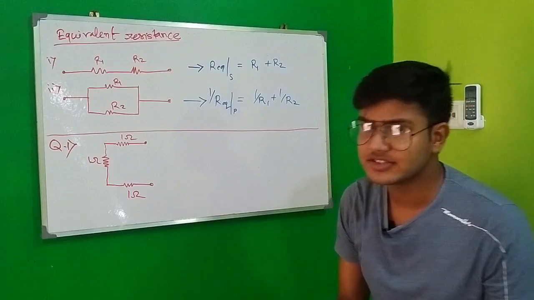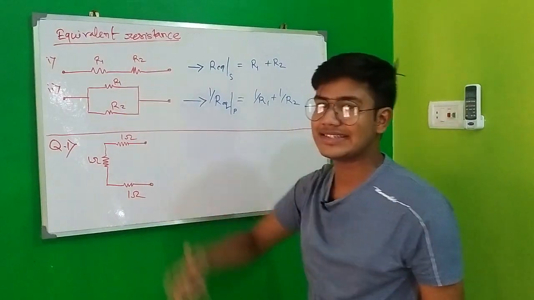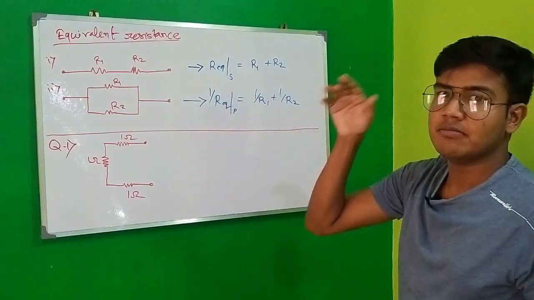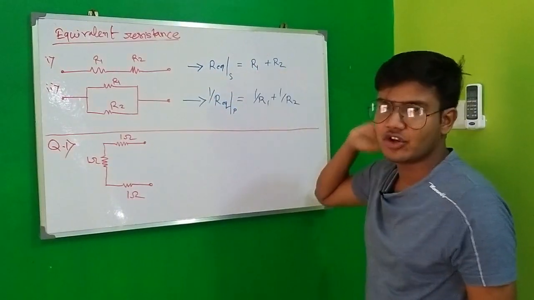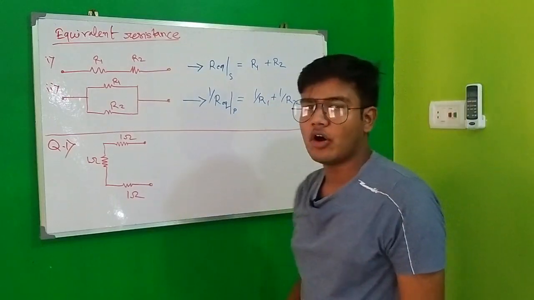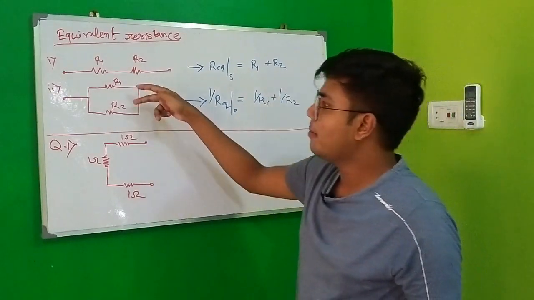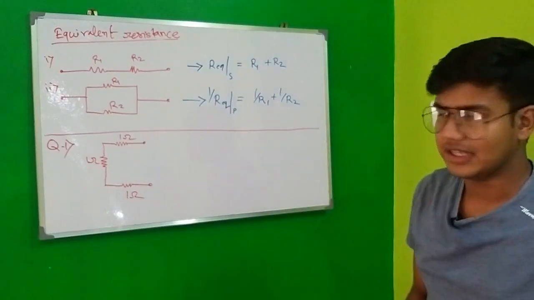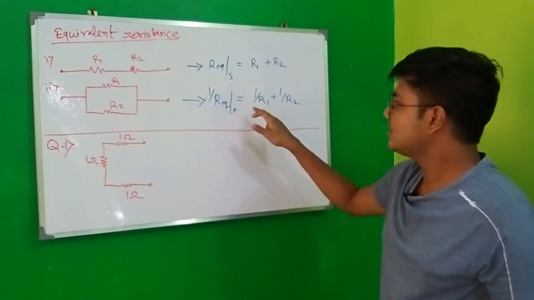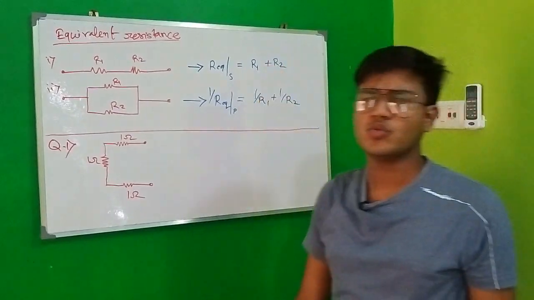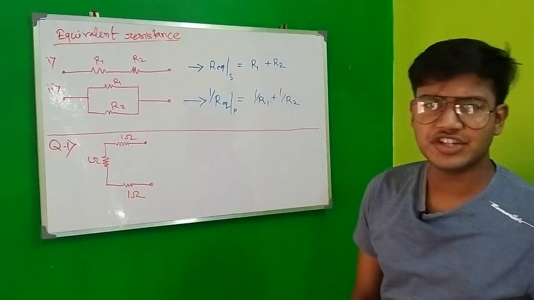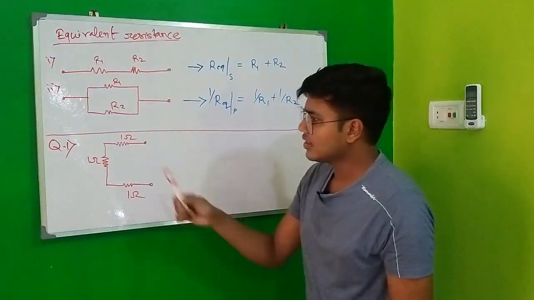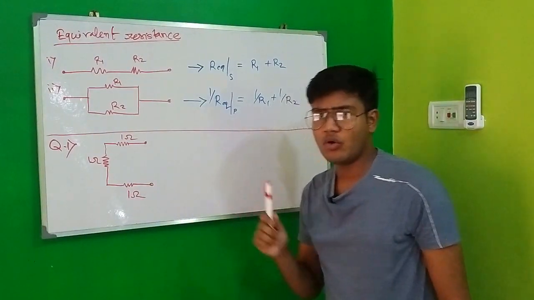Okay, as you can see, we already know this one. If we have a series combination with R1 and R2 resistances, then the equivalent resistance must be equal to the summation of them. If we have the same resistances in a parallel combination, then 1 by R equivalent is equal to 1 by R1 plus 1 by R2, the reciprocal addition of them.